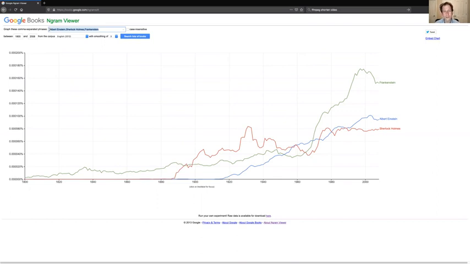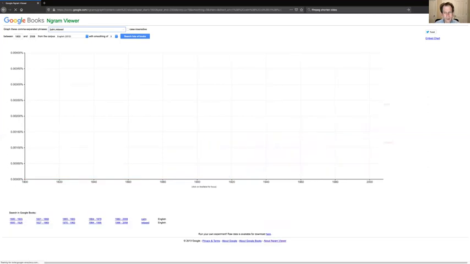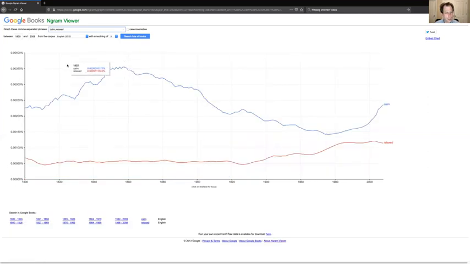First of all, I want to use it to validate a claim that I made, which is that calm is actually a higher frequency word than relaxed. I'll do that by typing in calm and relaxed, separated by a comma here. What I get out is the relative frequencies of calm and relaxed, with the y-axis showing the percentage of single-word expressions that are that particular word. And you can see very consistently over the last 200 years at least, that calm is a higher frequency word than relaxed.